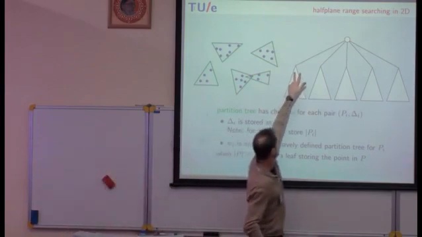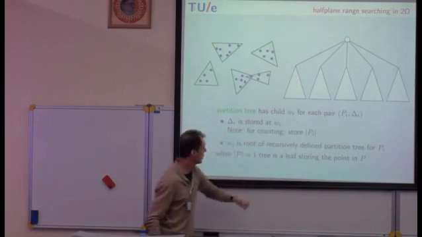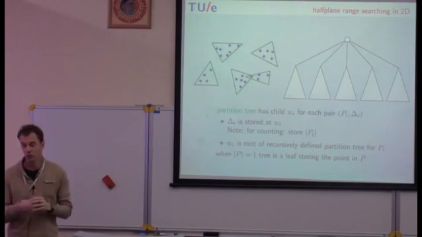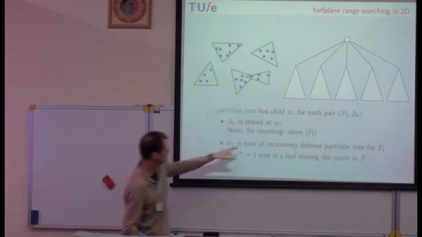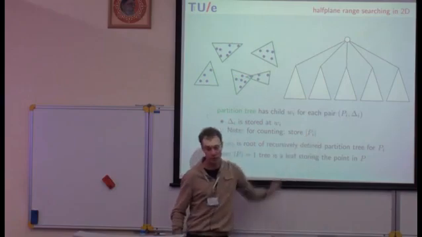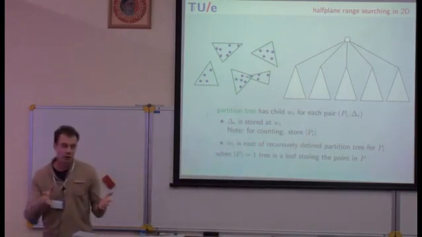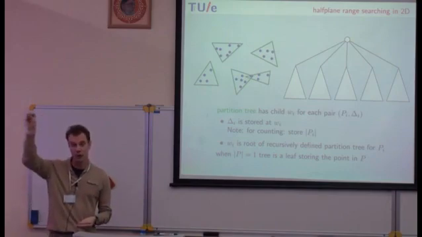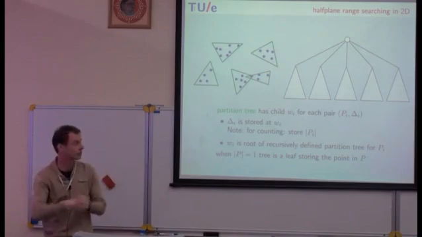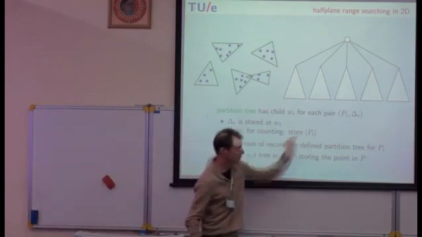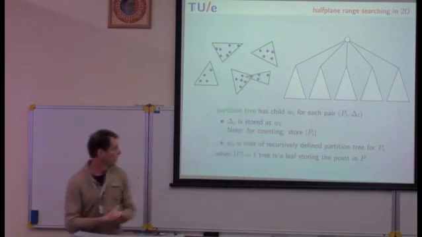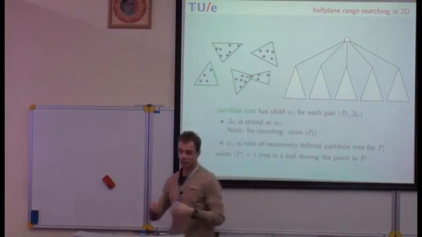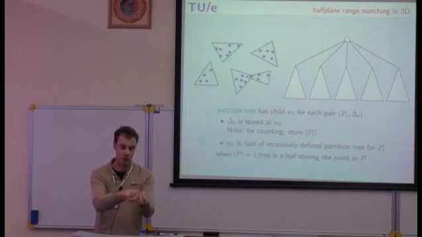So at each root of the subtrees, I'm going to store this triangle. And if I want to do range counting, say, I'm going to store the number of points in the subtree. Similar to if we wanted to do counting in one dimension, then for each node you had to store how many points are in the subtree. Here I do exactly the same thing. I store how many points are in the subtree.